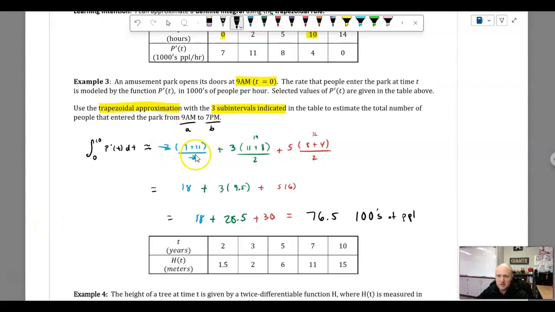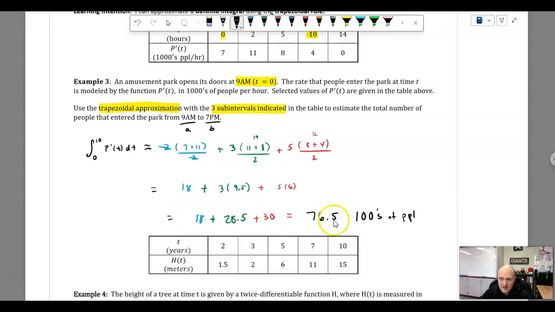The first one's pretty simple. The 2's just cancel, so you get 18. Here, 11 plus 8 gives me 19. I cut that in half to give me 19.5, and then I multiplied by 3 to give me 28.5. And then here, 8 plus 4 is 12. 12 cut in half is 6, so you have 5 times 6, which is 30. So we can add all of this together, and I got 76.5.